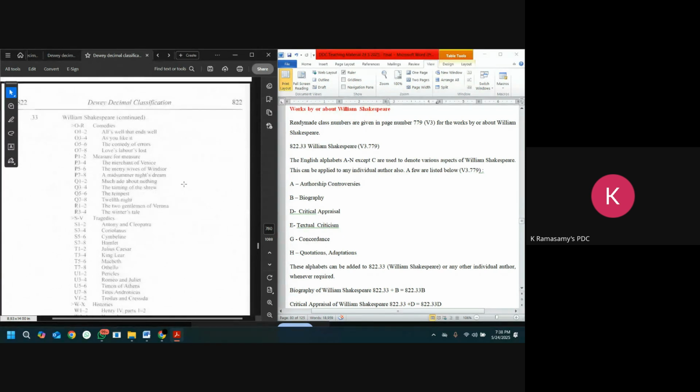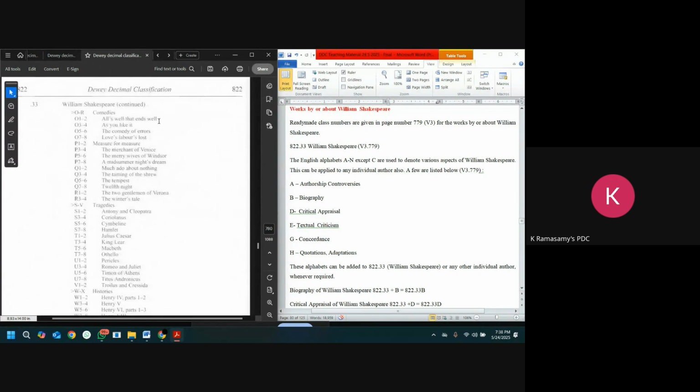They have given all the works of William Shakespeare here. All the works are here. Starting from All's Well That Ends Well, As You Like It, Comedy of Errors, Romeo and Juliet, Macbeth, King Lear, Julius Caesar. Individual numbers are given for all the dramas, all the plays written by William Shakespeare. Okay, and here two numbers are there. Please understand. As You Like It. O3, O4, two numbers are there. O3 means original work. O4 means criticism. Whenever you want to write the number for criticism, you can write O4.